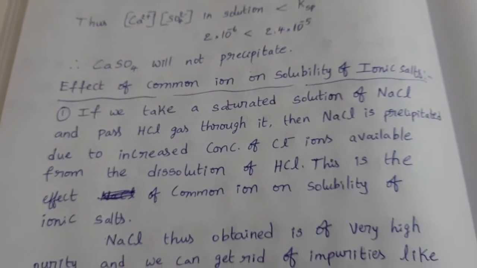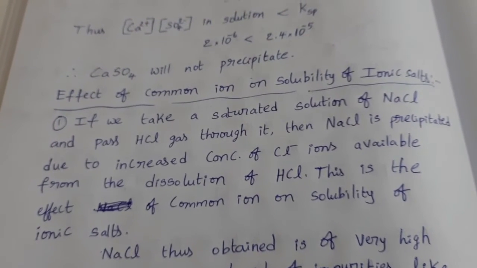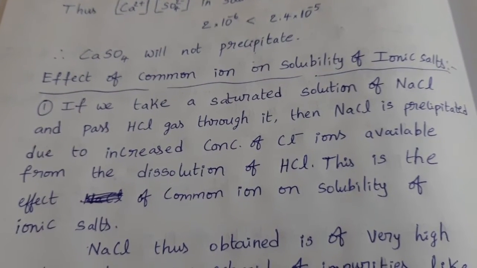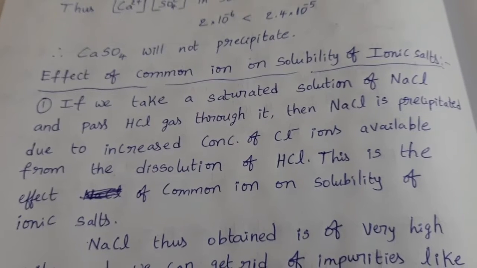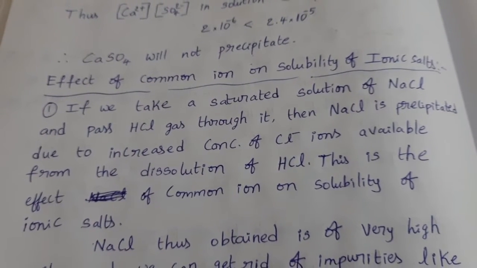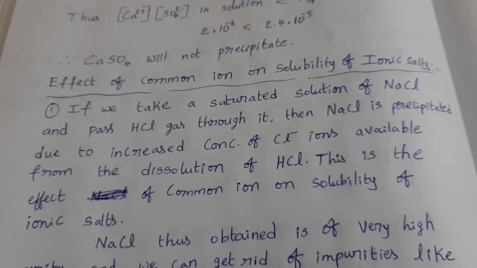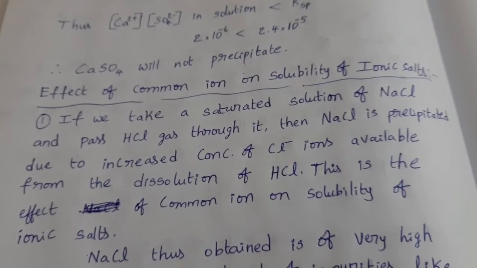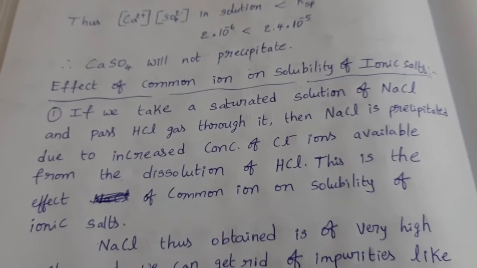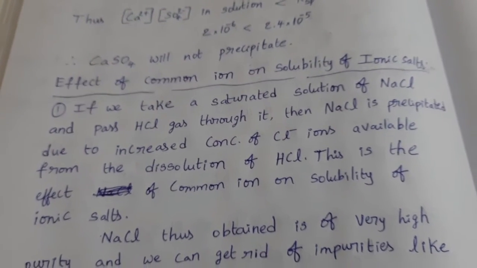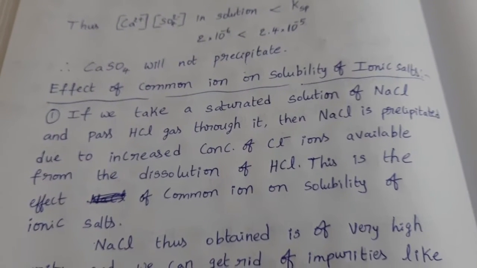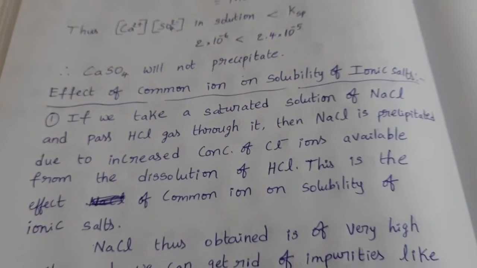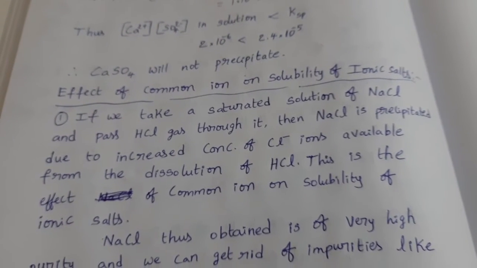If we take a saturated solution of NaCl and pass HCl gas through it, then NaCl is precipitated due to increased concentration of Cl- ions available from the dissolution of HCl. Take NaCl saturated solution. Already we know that NaCl is a salt obtained from strong acid and strong base, so it undergoes complete ionization. Na+ and Cl- ions are formed.